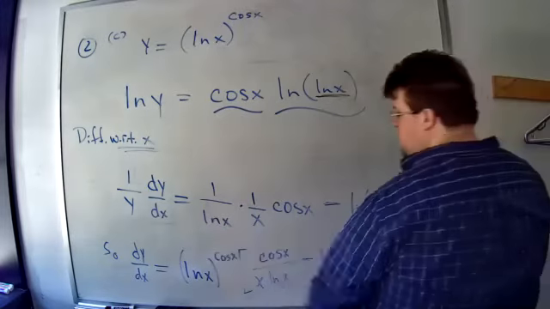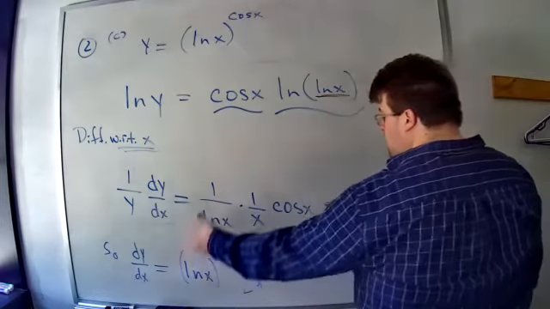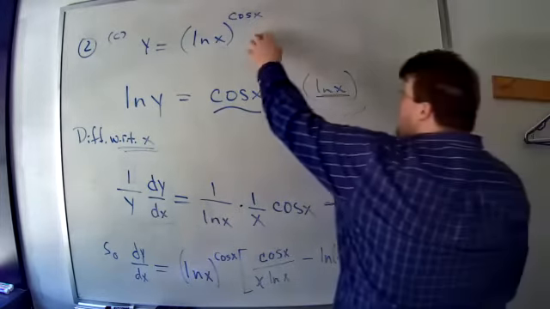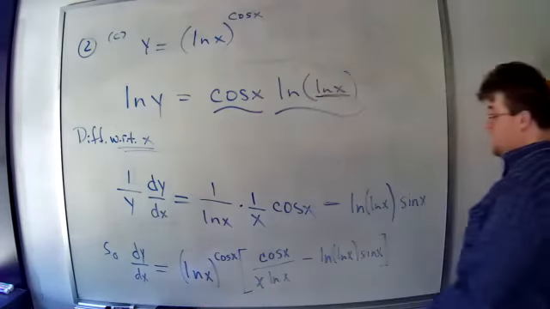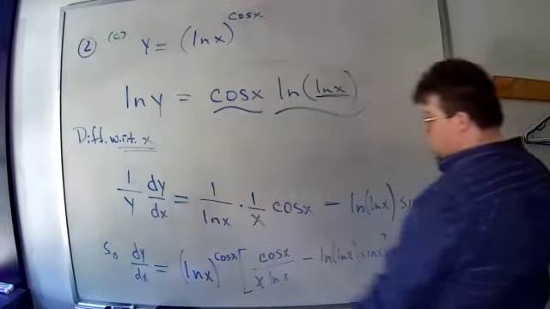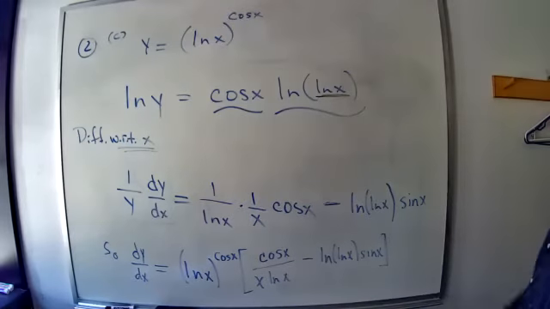Y times the left, dy dx. Y times the right is y times this. And remember, y can be written in terms of x. So y times all this, and then I just wrote that piece as one fraction. Any questions about that one?